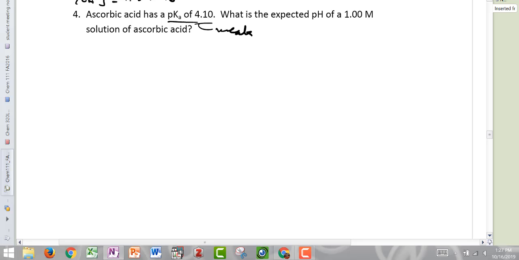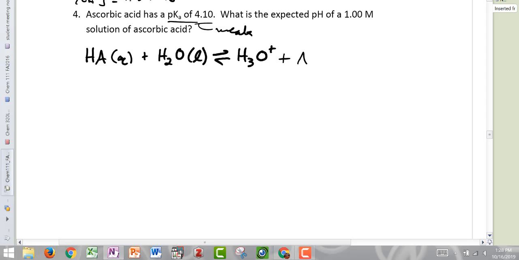What equation do I use if I have a weak acid? Or a Ka? Put another way, do you know the formula for ascorbic acid? No, so I'm going to use HA. HA reacts with H2O to make H3O+ and A minus.